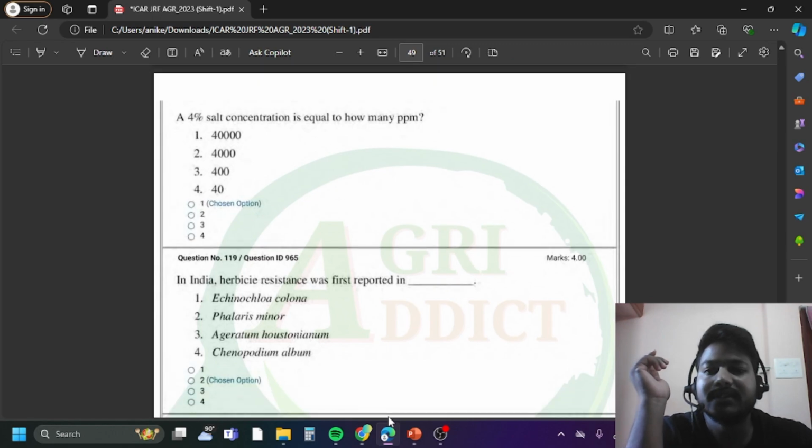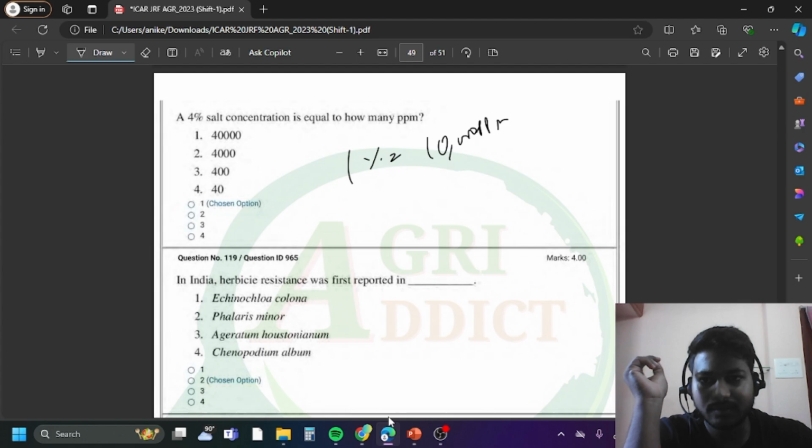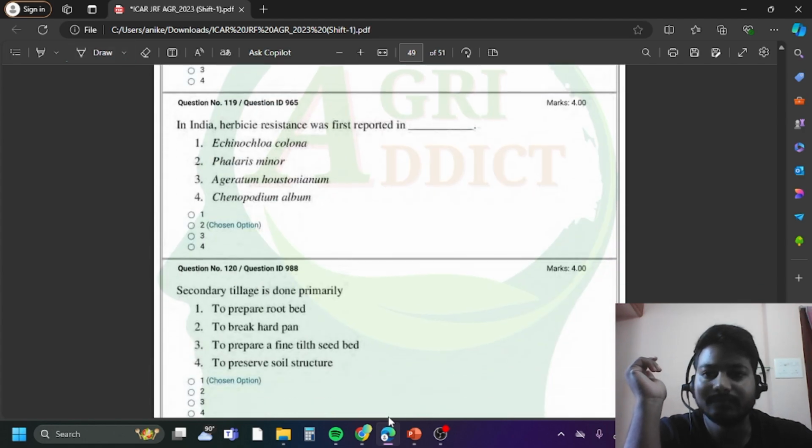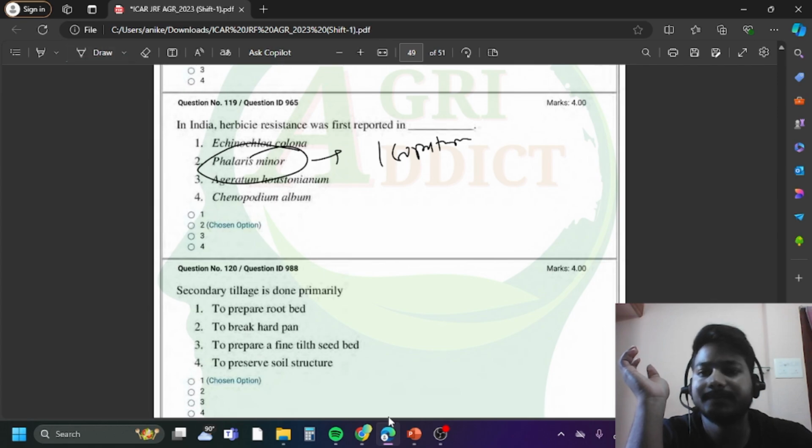4% salt concentration is equal to how many ppm? 1% is equal to 10,000 ppm, so 4% is 40,000 ppm. In India, herbicide resistance was first reported in Phalaris minor, against isoproturon.